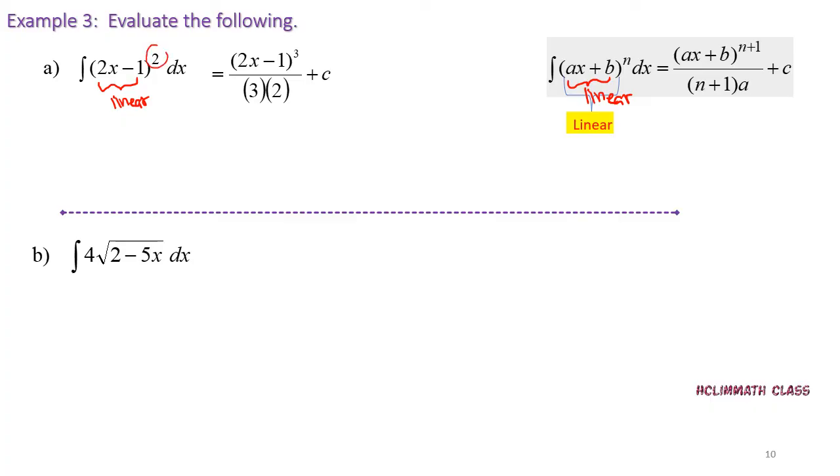So the power we add 1, so that's why you will get 3, divided by the power. And the 2 is the differential of 2x minus 1, so you will get 2. That's why you have to divide by the process of differentiation. So that's why you have the divided by 2. So you will have these answers.